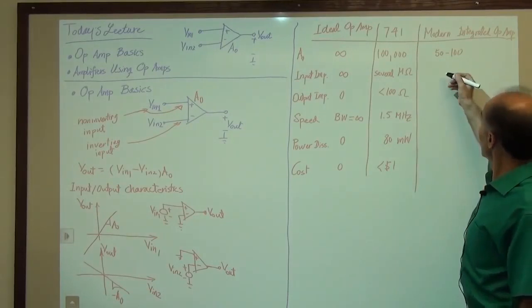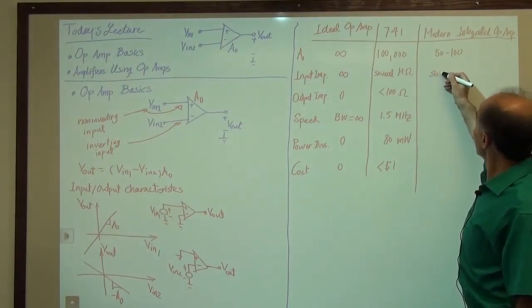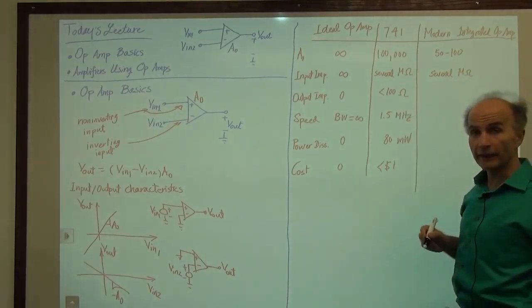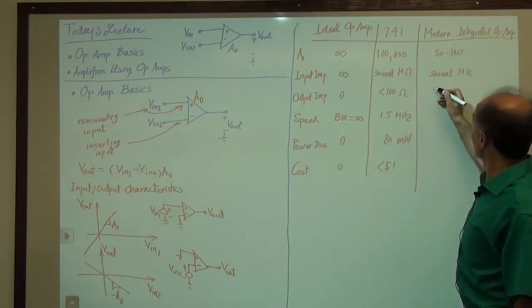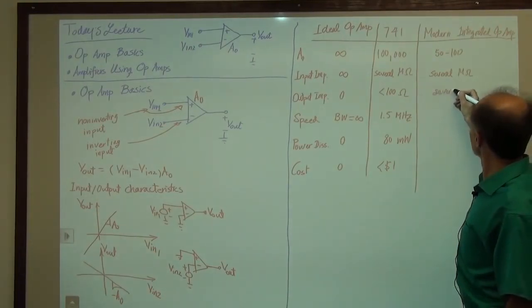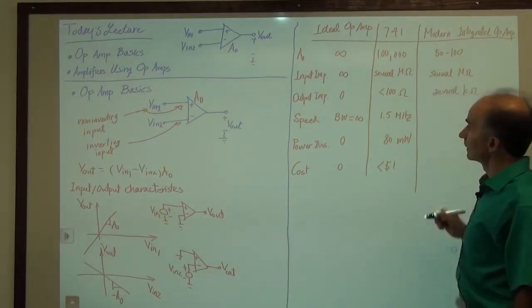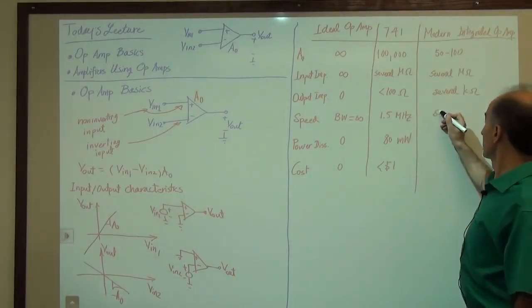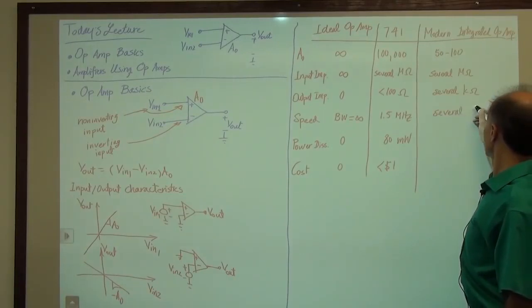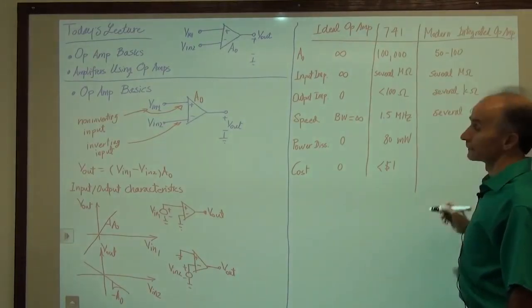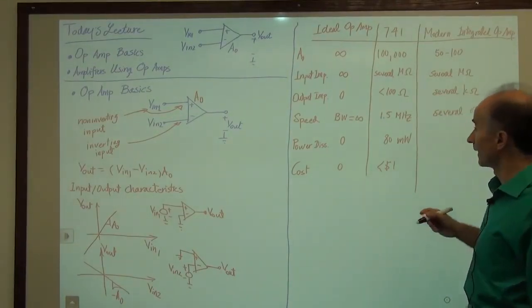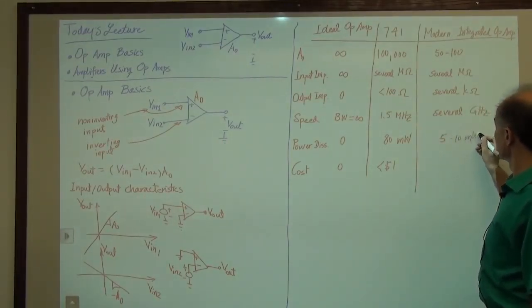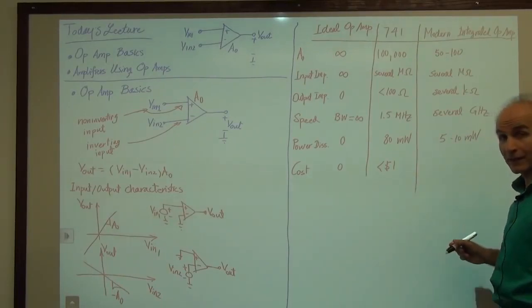The input impedance is still pretty high, so several mega ohms. The output impedance is higher, perhaps several kilo ohms. The bandwidth is substantially higher, several gigahertz. And the power dissipation, maybe 5 to 10 milliwatts. And the cost is extremely low.